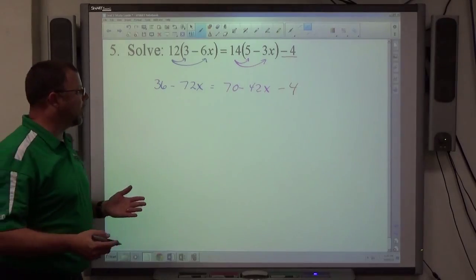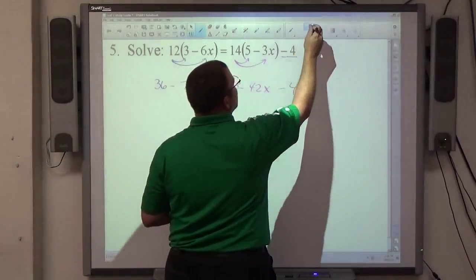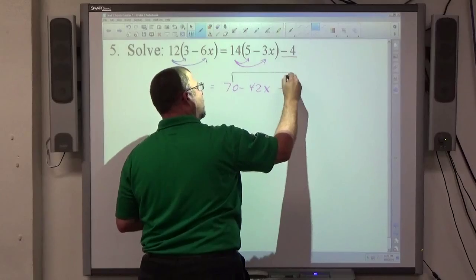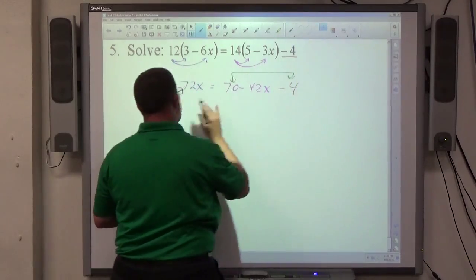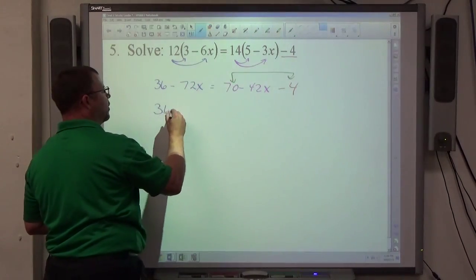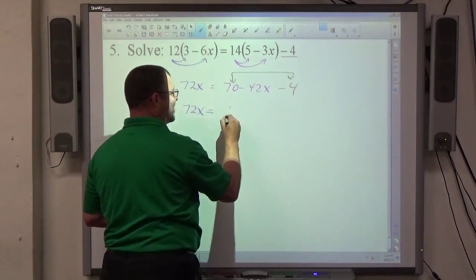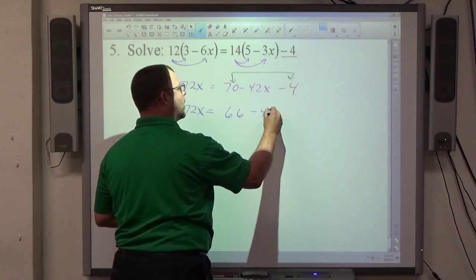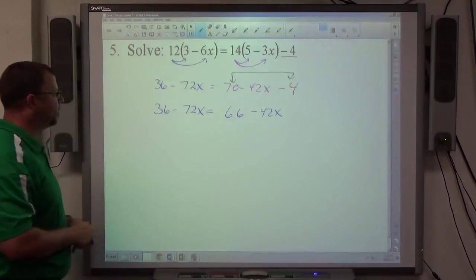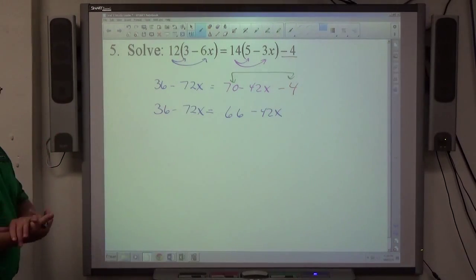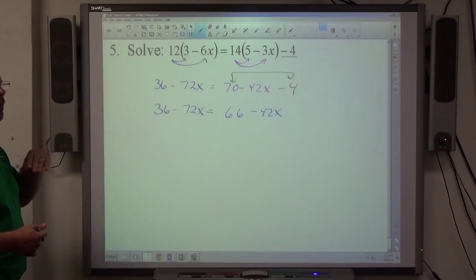Next step is to maybe combine like terms on both sides. The only like terms I have are right here. Everything else is unlike, so everything else stays the same. So 36 stays 36, minus 72x stays the same. 70 minus 4 is 66, and negative 42x, or minus 42x, however you want to call it. So priority 1, simplify everything as much as possible. Get rid of parentheses, combine like terms.